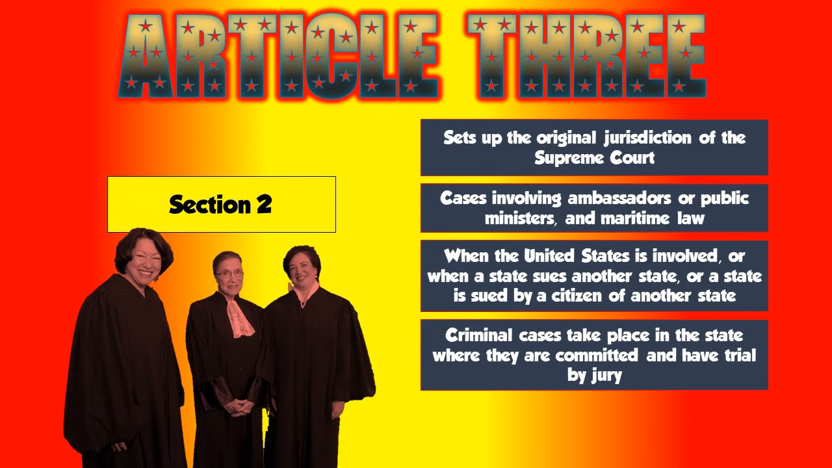It also says in the Constitution that criminal cases will take place in the state where the crime took place, and that there will be a trial by jury there. So this is all kind of connected to extradition and that kind of thing. But if a crime takes place in Tennessee, then the court case must take place in Tennessee. There must be a jury for that and everything. So there's some protections for the people here in Article 3 as well.